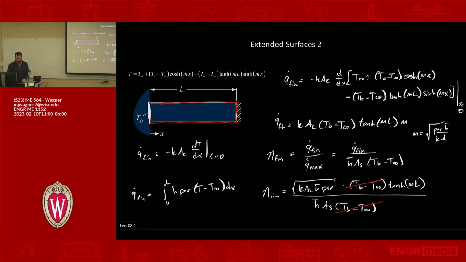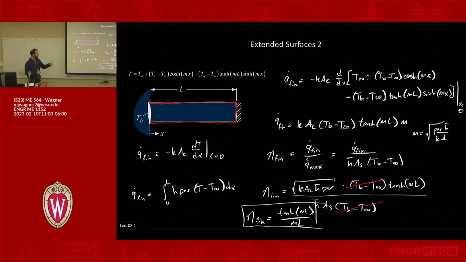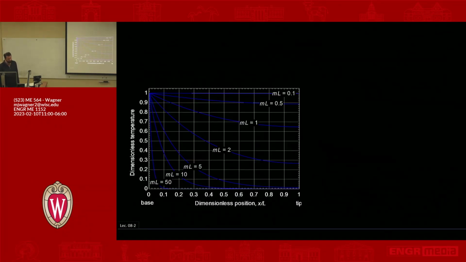Right? So we go through this whole process, and you can simplify all this down. One more step, eta fin is equal to tanh of ML divided by ML. Right? For this geometry, constant cross-section area, constant or known temperature at the base, adiabatic tip, that's your fin efficiency. Right? We can write the fin efficiency into like a resistance equation. So let's look again at this plot.